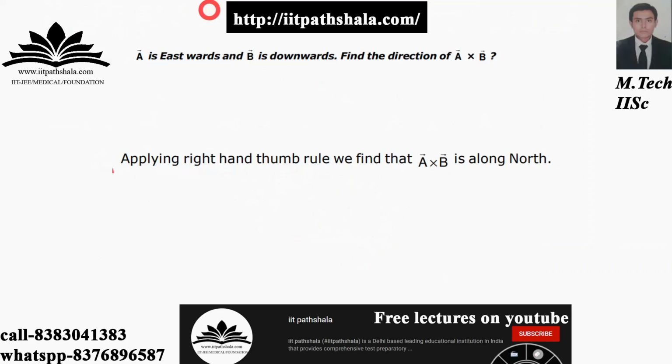Let us solve this particular problem over here. A is eastward and B is in the downward direction. Okay, fine with that. Then you have to find the direction of a cross b vector. Use the right hand thumb rule and you will be landing up with the value of north. Okay, you'll be landing up with the answer north. Your thumb will point out the direction of north.